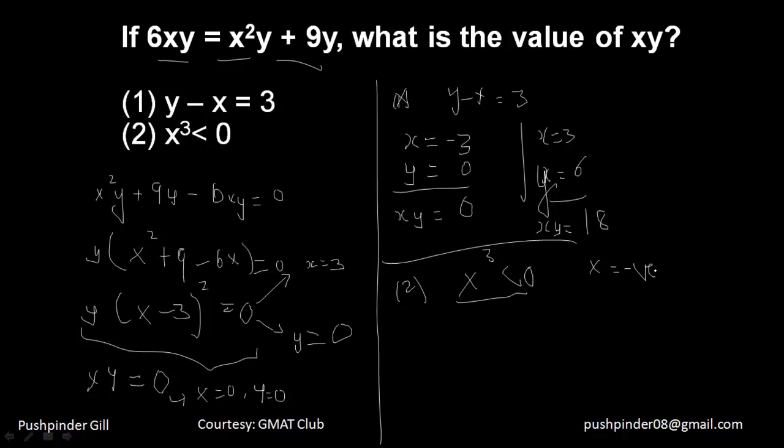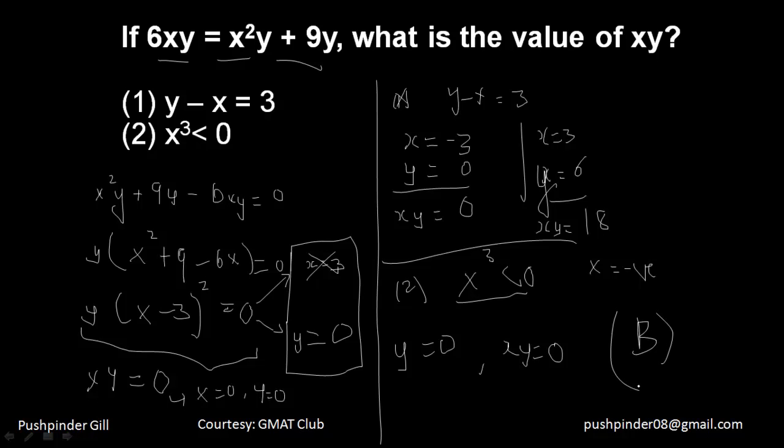Now when you're sure that x is negative and these are the only two numbers which you're supposed to give to these values, that means x equal to 3 is completely ruled out. That means I'm definitely sure that y is equal to 0. And when I'm definitely sure that y is equal to 0, I am definitely sure that x into y is equal to 0. And hence statement 2 gives me the answer, and B is my answer.